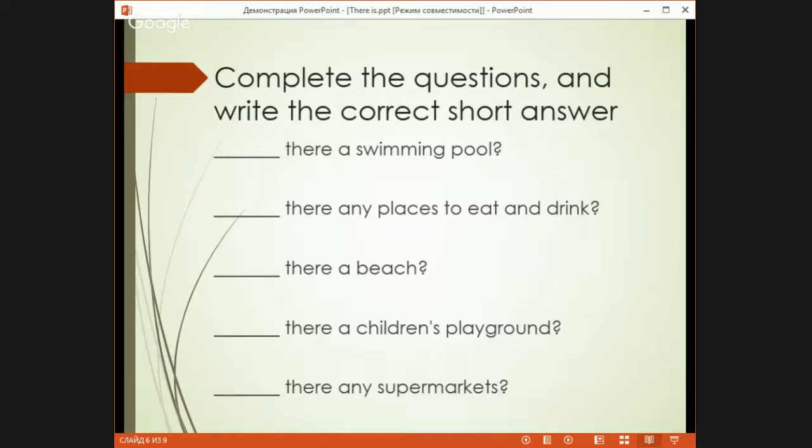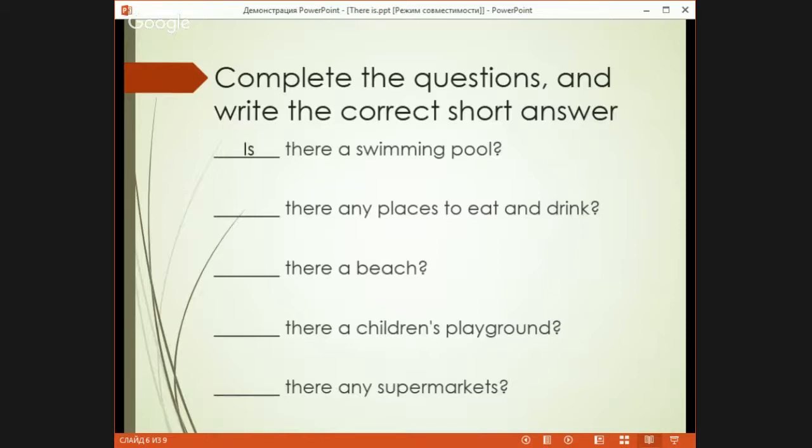Next task, we have here questions. We need to complete the questions and write the correct short answer. I'm sure you can do this easily. First of all, questions, and after that, answers. Let's look at the first one.